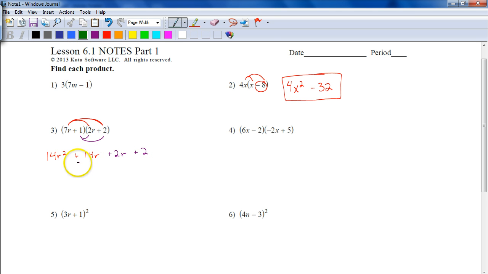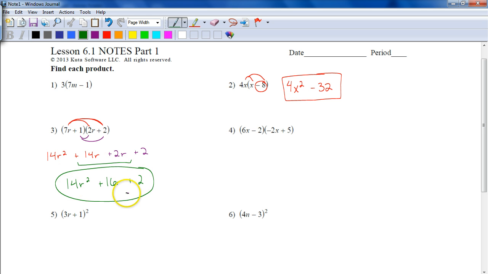Now what we're going to do is combine like terms. So if you notice in the middle here I have 14r plus 2r. So my answer is going to be 14r squared plus those two add together to be 16r plus the 2. So this would be my final answer.